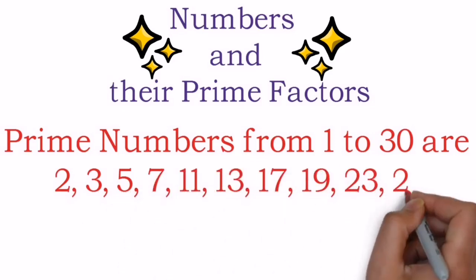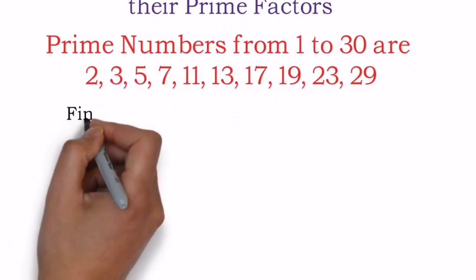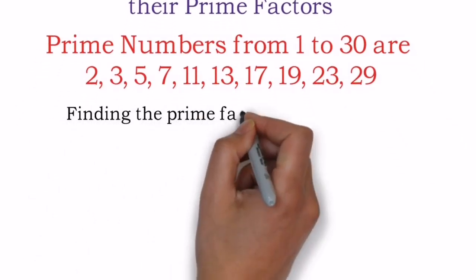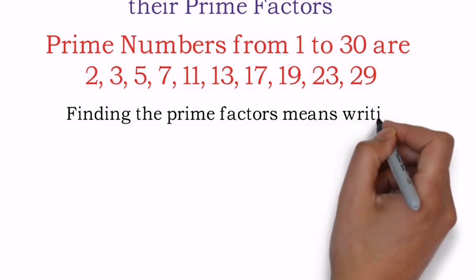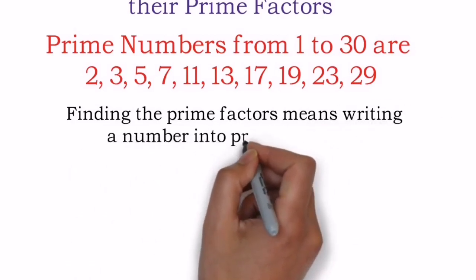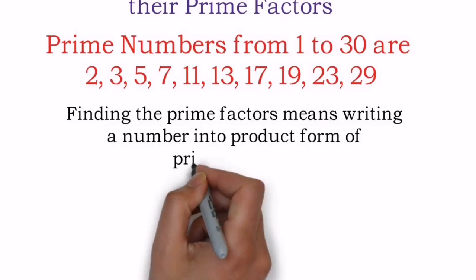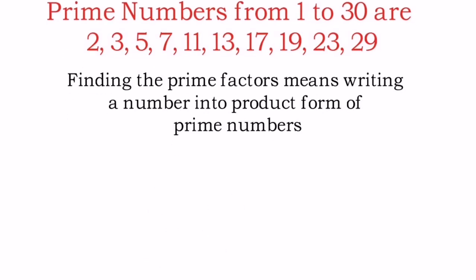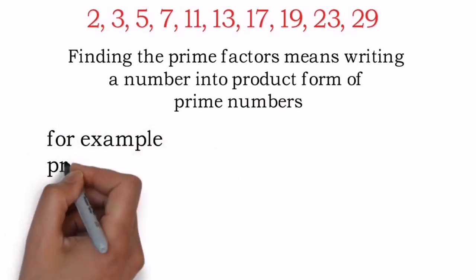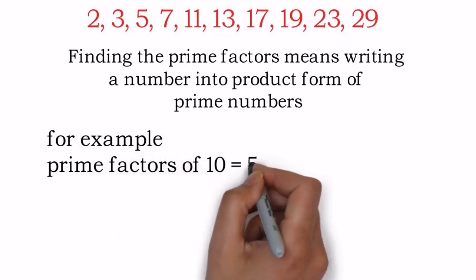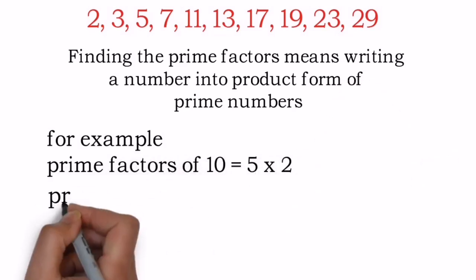So the prime numbers from 1 to 30 are there on your screen. You have to just memorize them, and while finding the prime factors we will try to make a product form of a number by utilizing only prime numbers. For example, suppose I need to find the prime factors of the number 10, then it can be written as 5 into 2. 5 and 2 are both prime numbers.